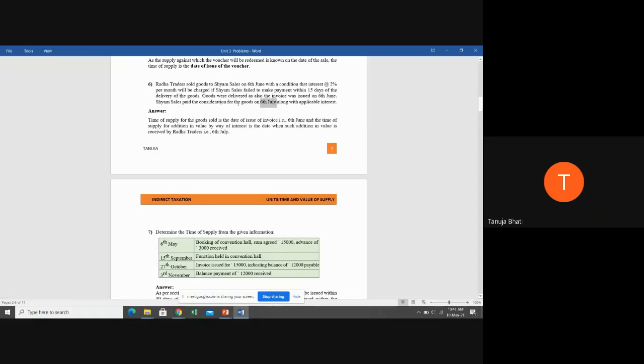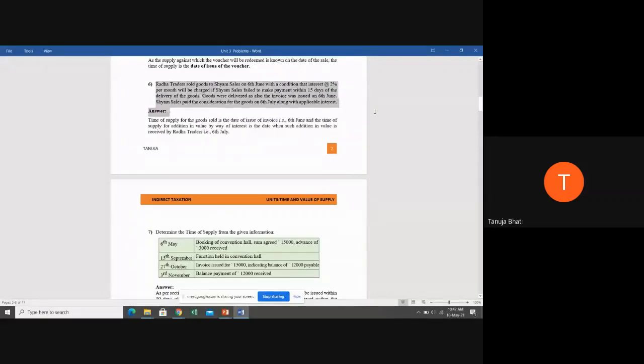So Sham sales paid the addition for goods on 6th July along with applicable interest. So this addition in value is received on 6th July. So in case of addition in value, the date on which such value is actually received will be the time of supply. Therefore, in respect of addition in value, the time of supply will be 6th July. So the time of supply for addition in value by way of interest is the date when such addition in value is received by Radha traders. Therefore, it will be 6th July.